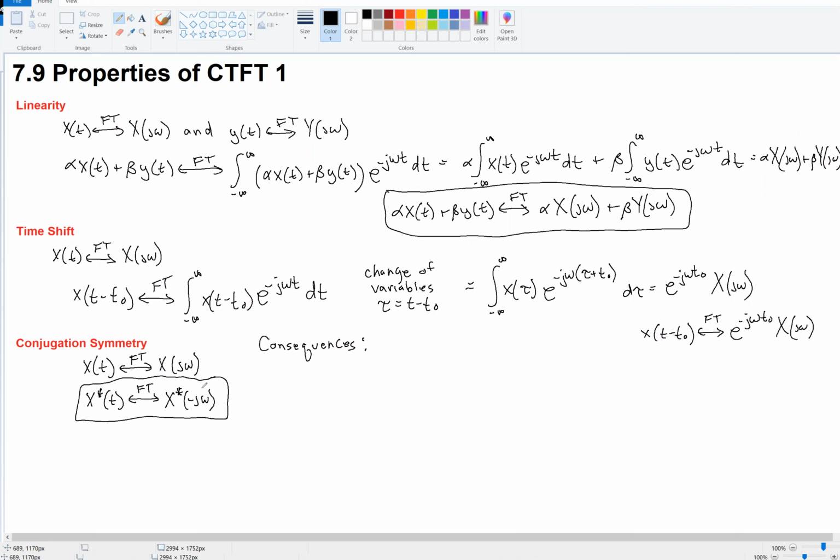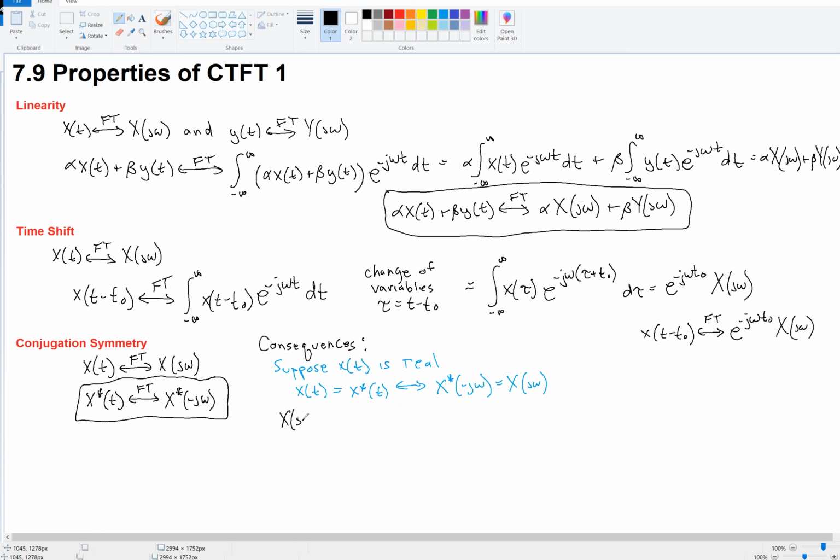And the consequences of this are what I wanted to discuss. I should say, suppose x is real. Okay, in that case, x of t equals its complex conjugate, right? If you take the complex conjugate, then you get back x. The complex conjugate of a real signal is itself. And so this implies that x's Fourier transform must be equal to the transform of its conjugate, since if the left sides are equal, then the right sides are equal as well.